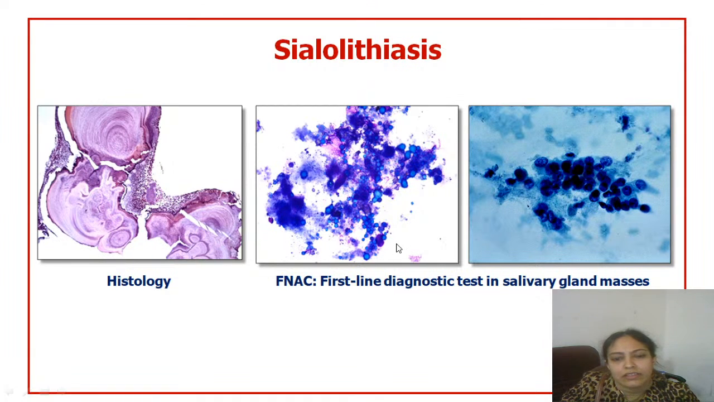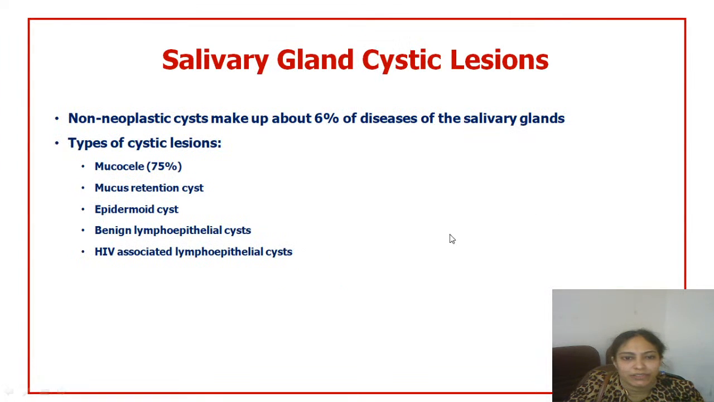And here this is on fine needle aspiration cytology. Also you can get these small fragments of stones which will help you to make a diagnosis. And here these are the epithelial cells which show some kind of reactive atypia whenever you have any chronic inflammatory or irritating condition. Next we will go on to cystic lesions of the salivary gland.